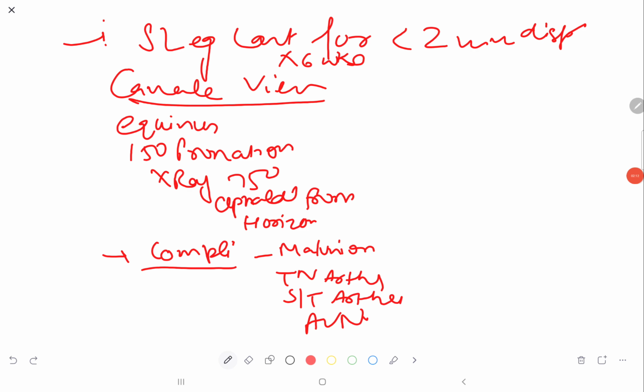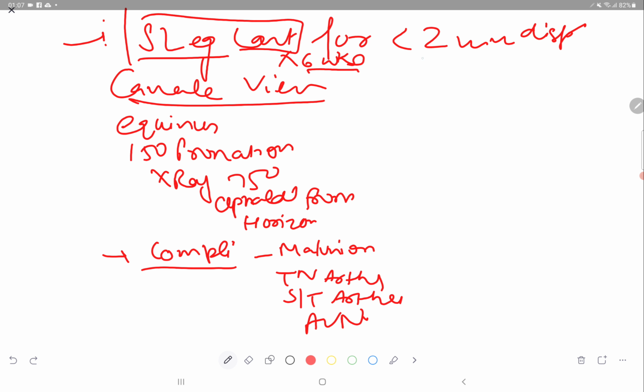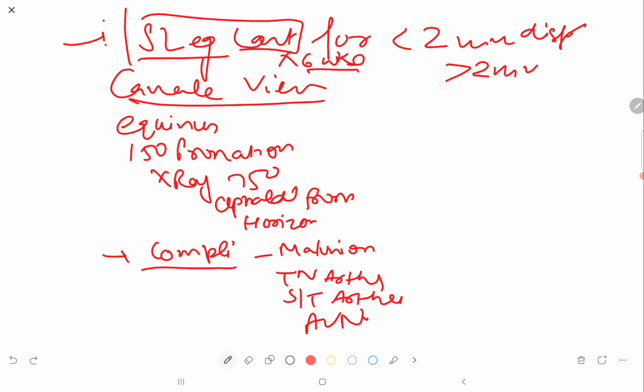Then you should know that if there is less than 2 millimeter displacement, you give a cast for 6 weeks. If there is more than 2 millimeter displacement, then you can do ORIF or PINI.